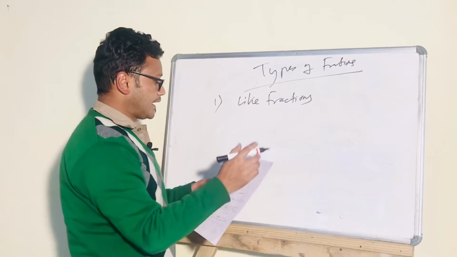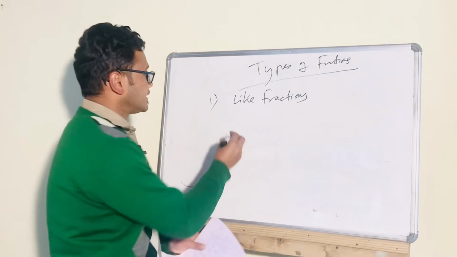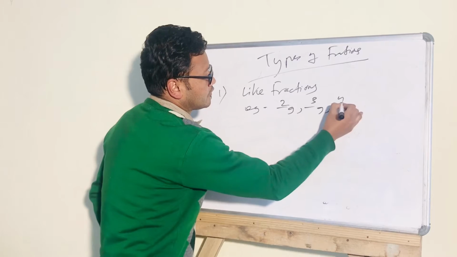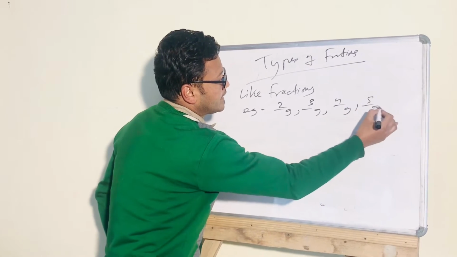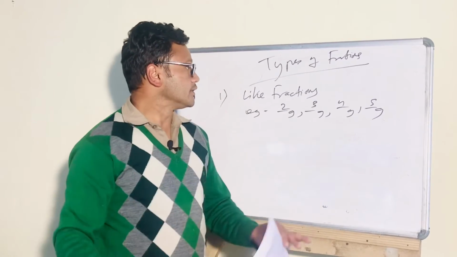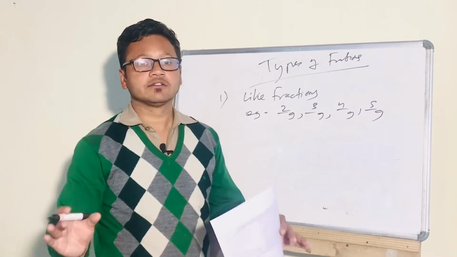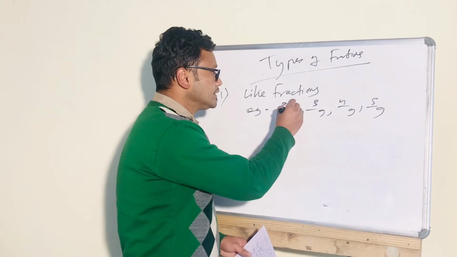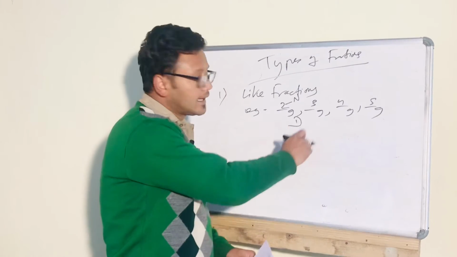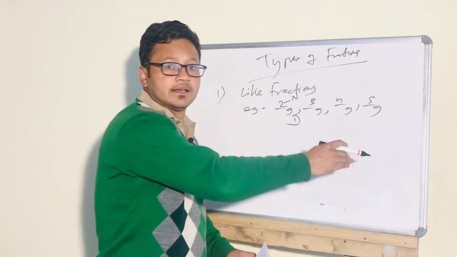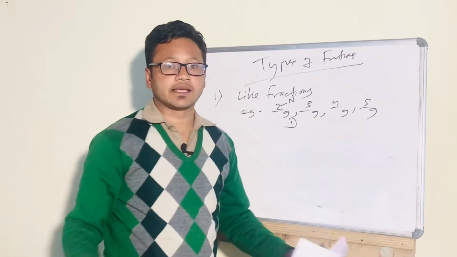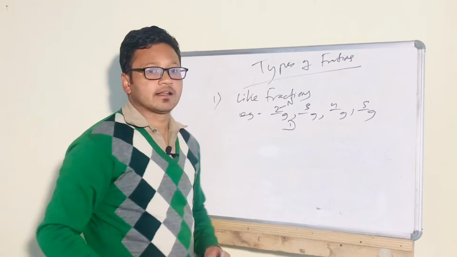Like fractions means fractions with the same denominator. Example: 2 by 9, 3 by 9, 4 by 9, 5 by 9. Whenever the denominators are the same, the fractions are called like fractions. We can say this 2 is the numerator and this 9 is the denominator. In these fractions the denominators are the same. That's why they are called like fractions.